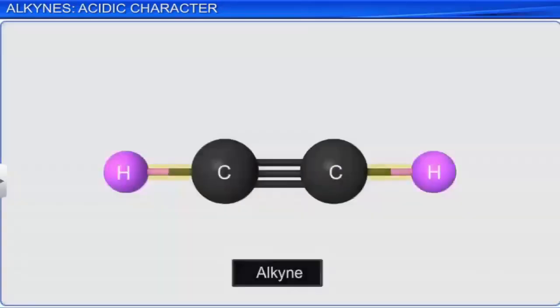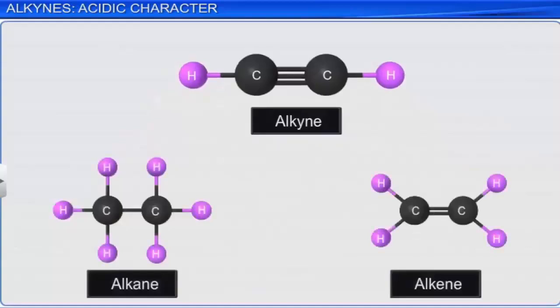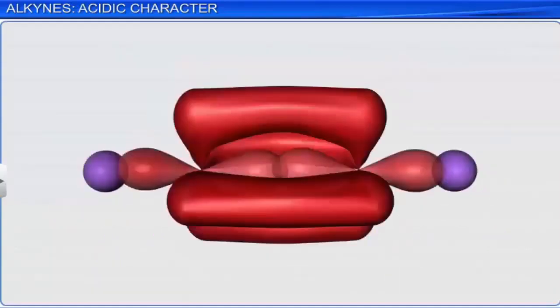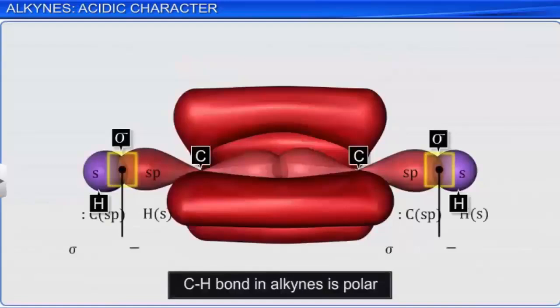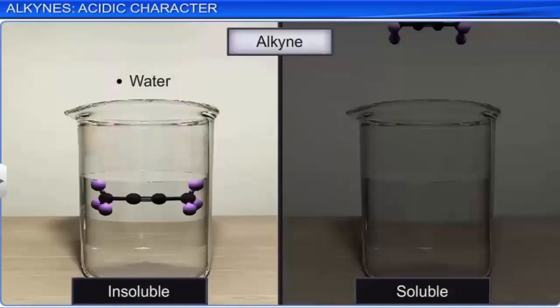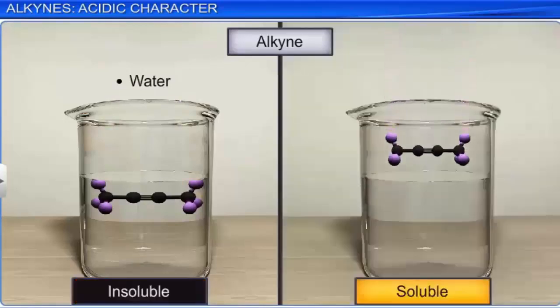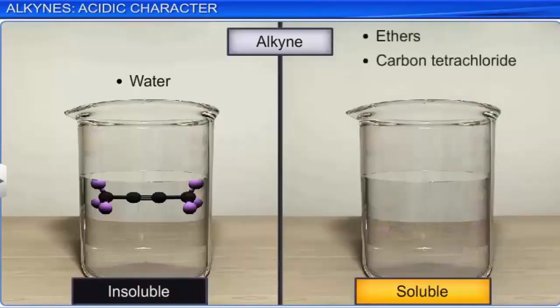The CH bond is attached to the carbon atom with the triple bond in alkynes. Alkynes exhibit some polarity, unlike alkanes and alkenes, which are non-polar. This is because the CH bond in alkynes is slightly polar due to the sp hybridization of carbon. As alkynes are non-polar and water is polar, alkynes are water insoluble. However, they dissolve in non-polar organic solvents like ethers, carbon tetrachloride, and benzene.